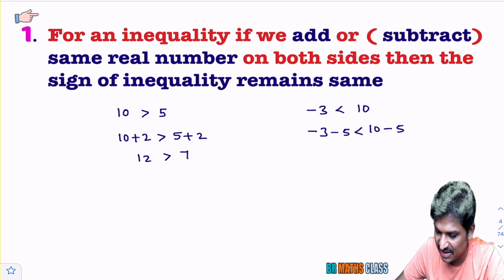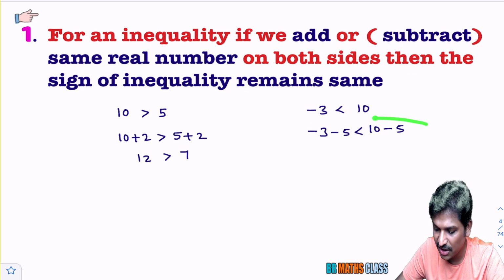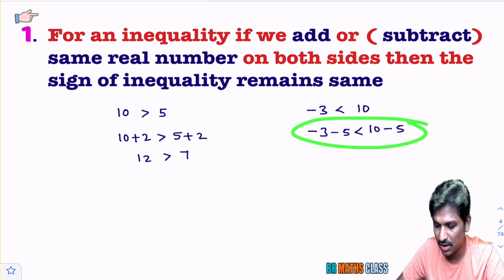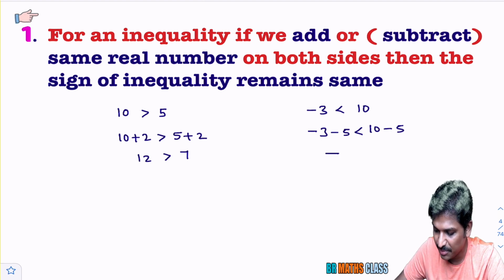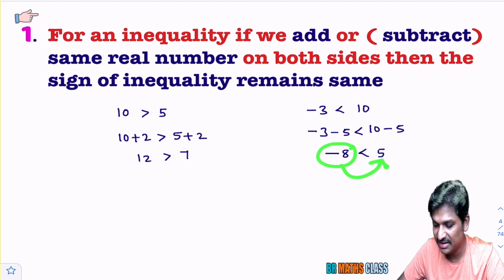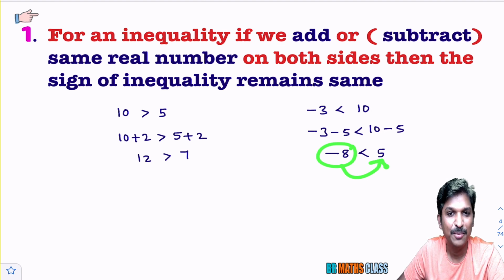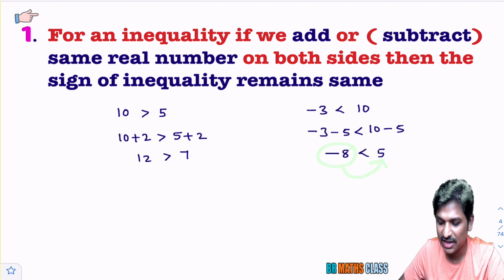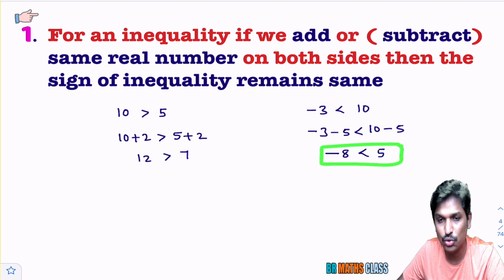Okay, I'll keep less than here. Now I'll check whether this inequality is true or not. Minus 3 minus 5, that is minus 8, less than 10 minus 5, which is 5. Is minus 8 smaller than 5? Obviously, all negative real numbers are less than positive real numbers, right? Minus 8 is clearly less than 5. That means this inequality is true.